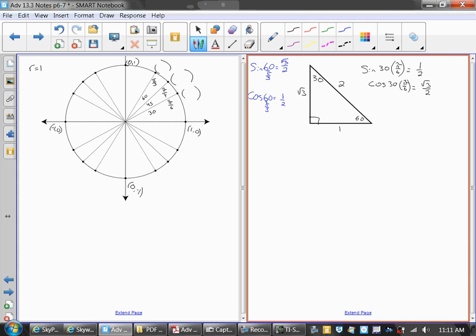So I know that the cosine of 30 degrees is root 3 over 2. I know that the sine of 30 degrees is 1/2. What do you think the ordered pair is going to be for?